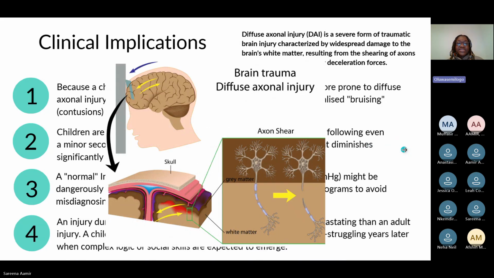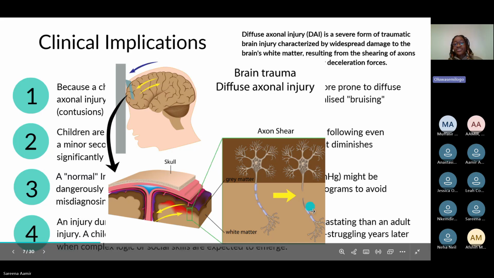So this image basically describes diffuse axonal injury. The child suffers trauma to the head, and then there is a rapid acceleration or deceleration of forces in the brain, and the white matter suffers damage because the axons have been sheared.